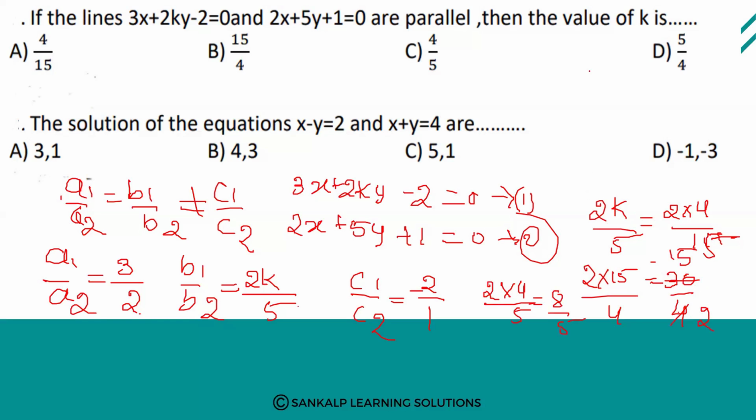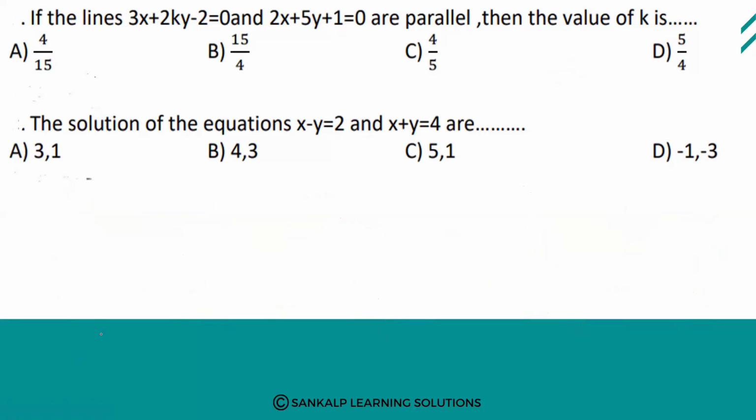Then, if I substitute k is equal to 5 by 4, that means 2 into 5 by 4. So 10 divided by 4, 5s are 2s are. Sorry. Here already 5 is there, right? Wait for it. See, A1 divided by A2 value is 3 by 2. Okay. Then B1 divided by B2, we need to check.